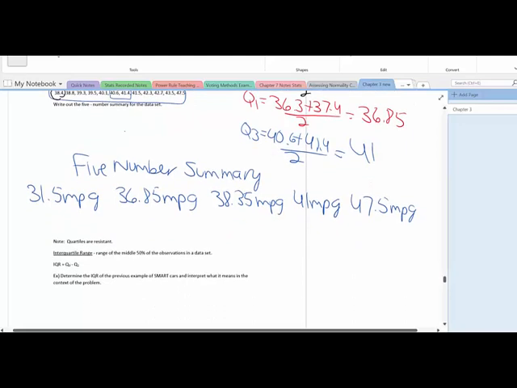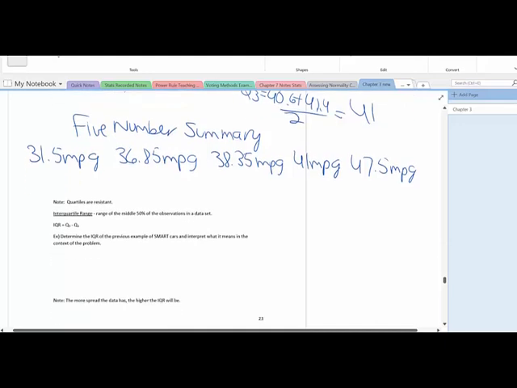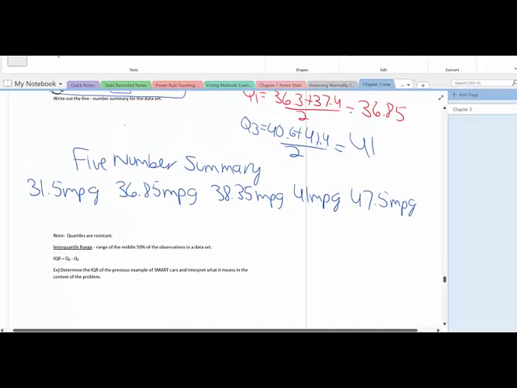Okay, before we talk about outliers, let's talk about the interquartile range. That is the range of the middle 50% of the observations in a data set. So let's determine the IQR for the previous example and write out what it means in the context of the problem. So we know IQR is Q3 minus Q1. Well, we know that's 41 minus 36.85, and that is going to be 4.15. Don't forget your unit of measurement.